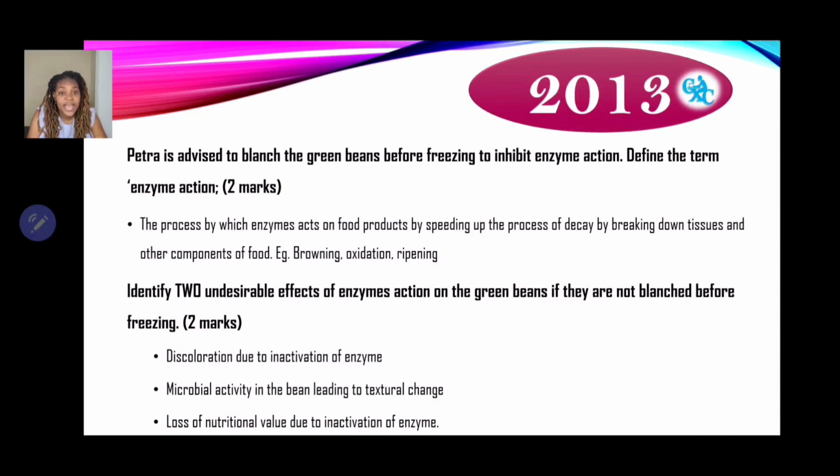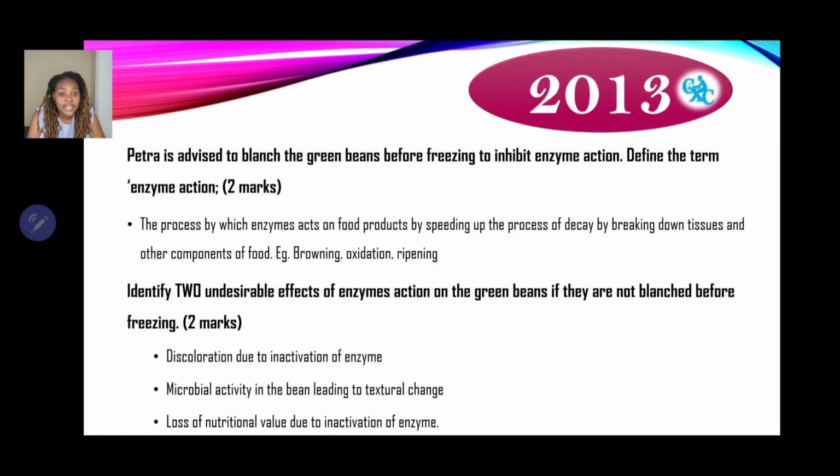Next question, identify 2 undesirable effects of enzyme action on green beans if they are not blanched before freezing. So it asks for 2, but we have 3 here. So discoloration due to activity of the enzyme. If the green beans are not blanched before freezing, then what? Enzymes are not deactivated, and therefore they will continue to break down the tissues of the green beans, which can lead to decay, right? Or you see that discoloration, it starts to look brown, right?